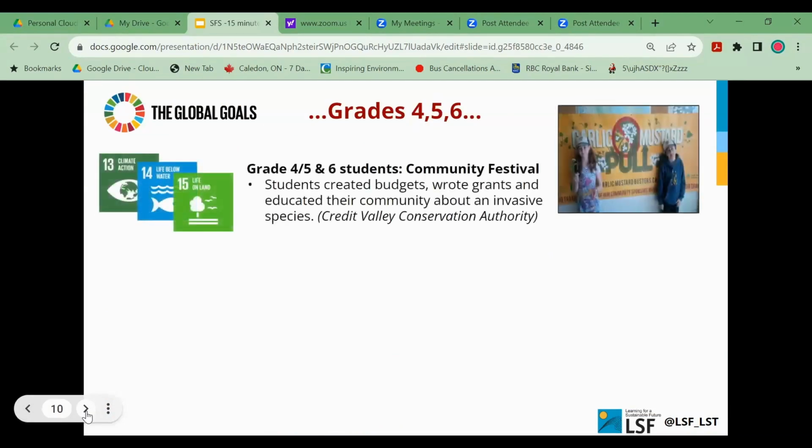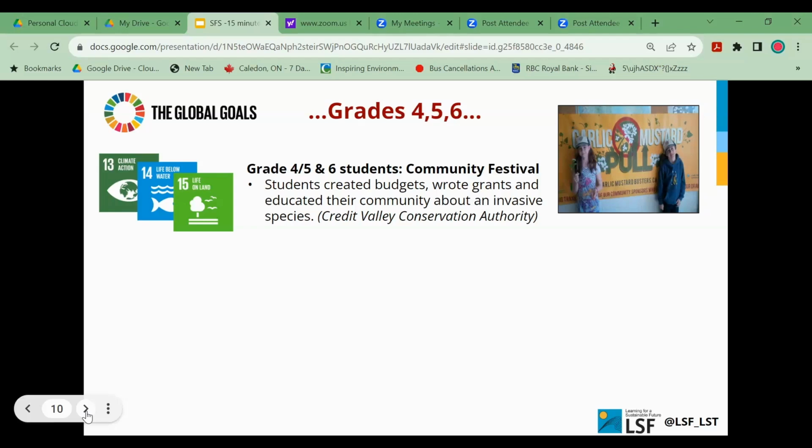Grade 4s, 5s, and 6s. Well, they became aware of an invasive species called garlic mustard, which was rampant in their community. And after realizing how this contributed to an unhealthy ecosystem, they decided to give a shout out to the whole community by creating a fun one-day event for families designed to heighten awareness and start to rid their community of garlic mustard. It was called the Garlic Mustard Festival.